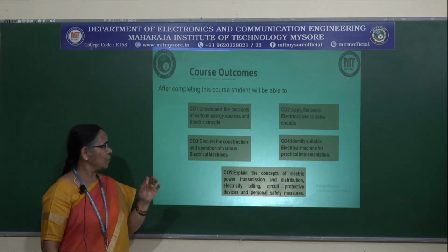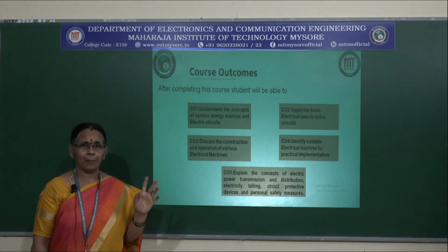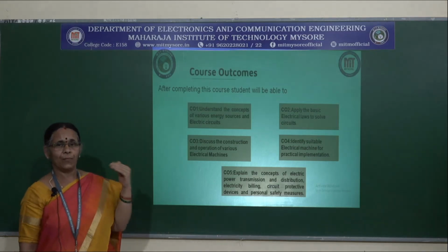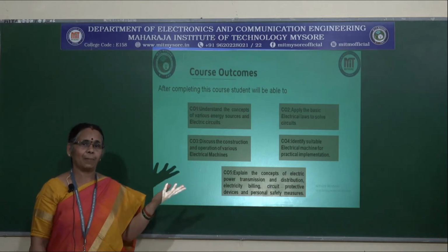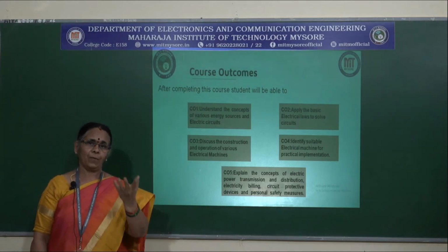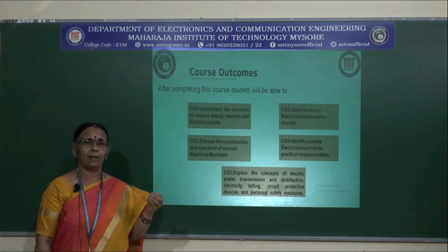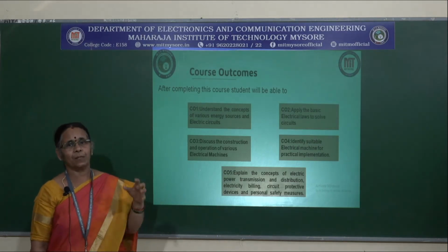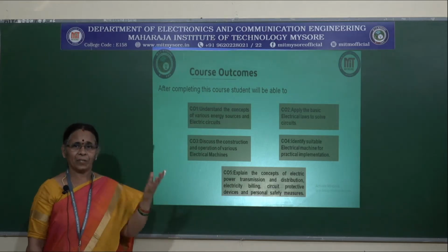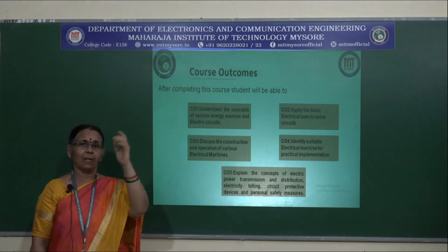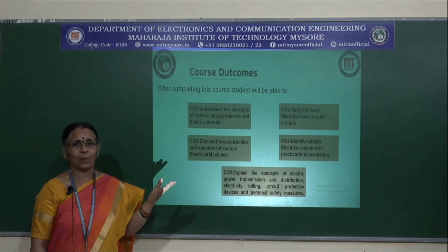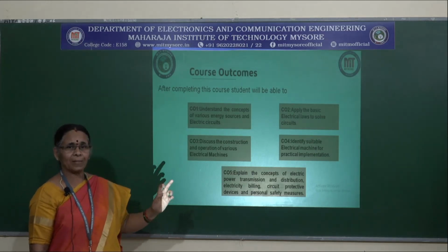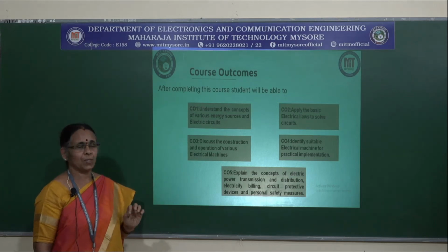Then identify a suitable electrical machine for practical implementation. That's most important. What is the machine which you have to use for a particular application, such as maybe for the fan or maybe for your washing machine, etc. Which particular machine we have to use, maybe for traction, which particular machine, that is for your BMRCL, which one they are using. So for all those things we are going to understand after studying the machines part.